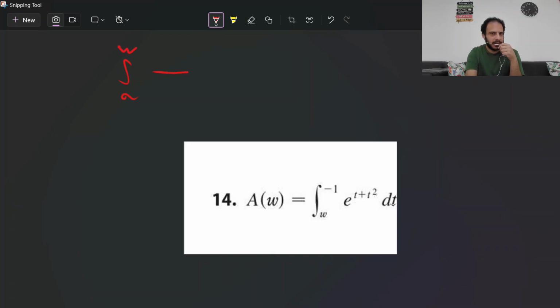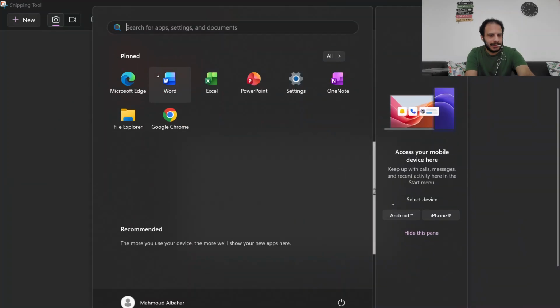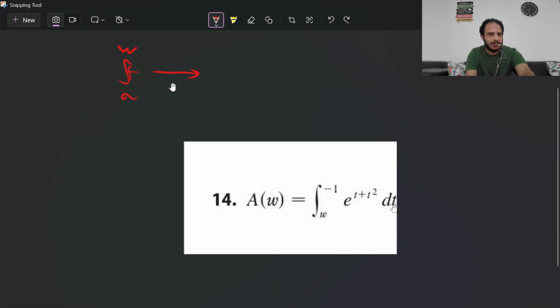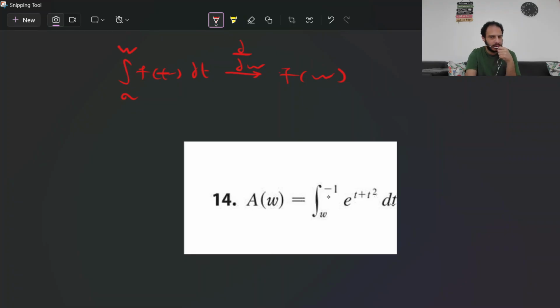When you differentiate this, you get what? For example, if you have f of t, so you have integral of f(t) dt. When you differentiate this, what do you get? You get f of w. So this is the rule, when you differentiate d over dw. Here you have w to minus 1. It's not constant to w. How to do it? You flip them, but you multiply by minus 1. So minus integral minus 1 to w of e to the t plus t squared. You can solve it.